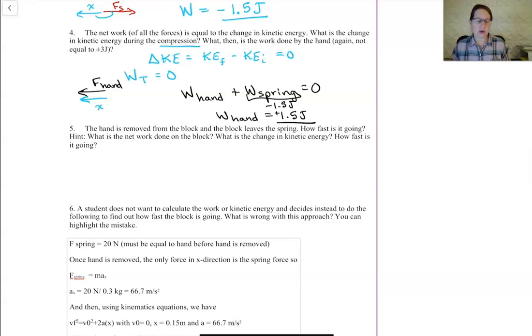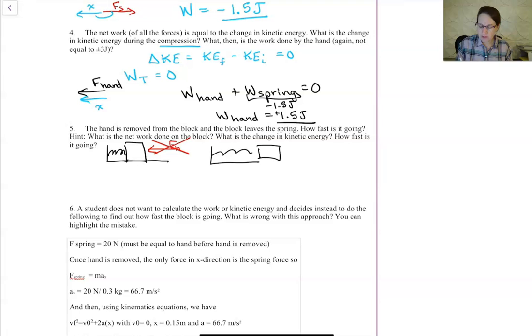Okay, now we start with a different question. The hand is removed from the block. So here we have this coiled spring. The hand, which was there holding everything still, is removed. Well, we know that this block is going to slide. It's going to pick up speed and head off to the right. And if there's no friction, once it leaves the block, so once it gets past this 15 centimeters, the question is how fast is it going?